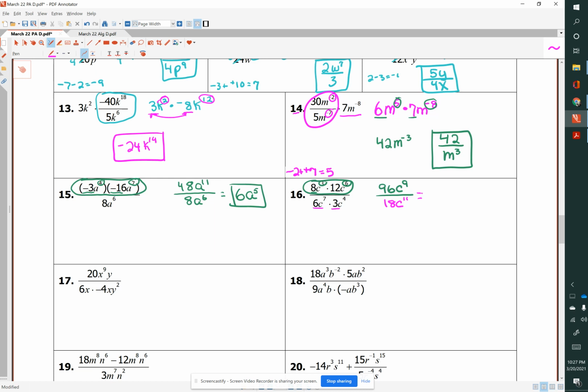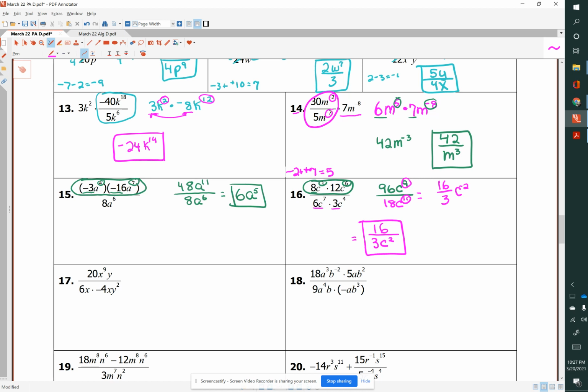96 divided by 18, both of those numbers are divisible by 6. So 96 divided by 6 is 16. 18 divided by 6 is 3, and we will leave the improper fraction. And with the c terms, 9 minus 11 equals negative 2. Now we need to rewrite this without the negative exponent. So the numerator will have our 16, and our denominator will have our 3c to this positive second power.